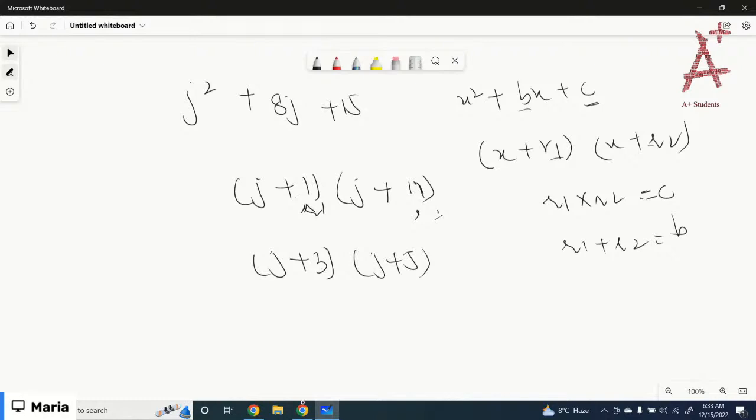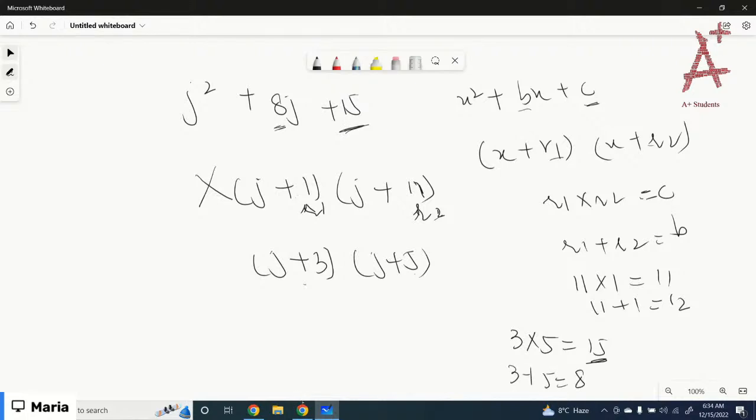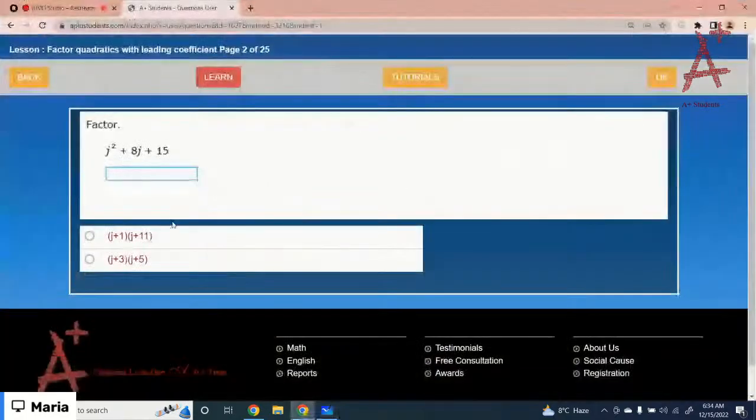When you multiply them, 11 times 1, it makes 11, but here you have 15. Got it? When you add them, 11 plus 1, it makes 12, but here we have 8. That means this isn't the correct option. Got it? Just look at the second one, 5 and 3. When you multiply them, 3 times 5, it makes 15. It equals this one. When you add them, 3 plus 5, it makes 8 and it equals this one. That means this is the correct option. Got it? J plus 3 and J plus 5. Select the correct option, then click on the OK button.